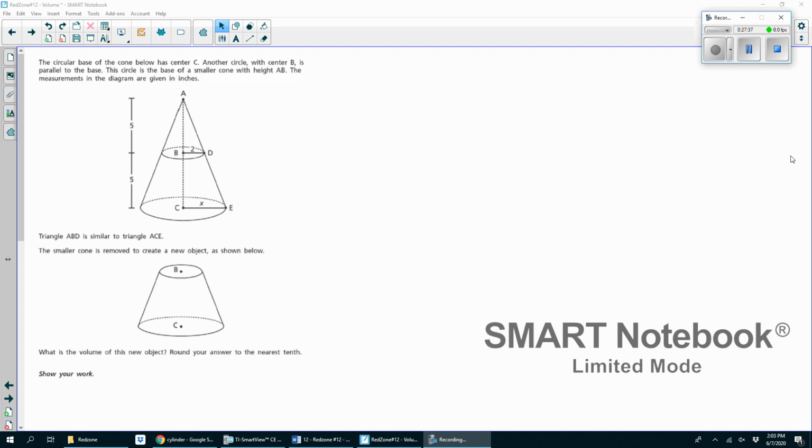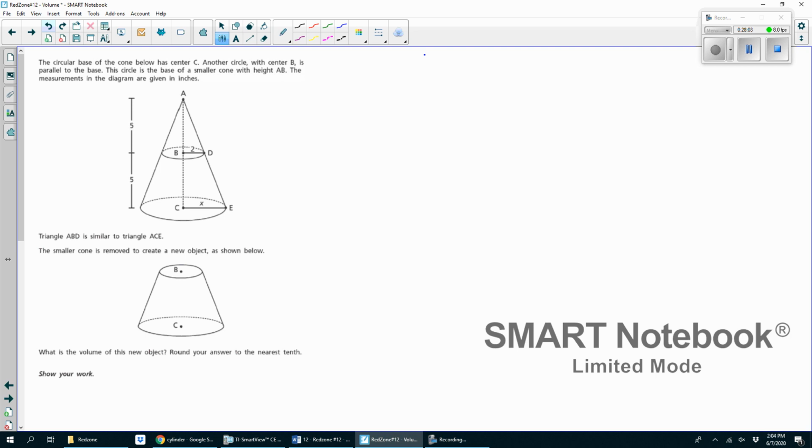All right, the circular base of the cone below has a center C, another circle with center B. That information isn't really super important. I'm just going to point out, here's a circle, there's its center, they call it C. Here's another circle, there's a center, they call it B. Nothing crazy. The circle is the base of the smaller cone with height AB, and the measurements in the diagram are given in inches. Triangle ABD is similar to triangle ACE.